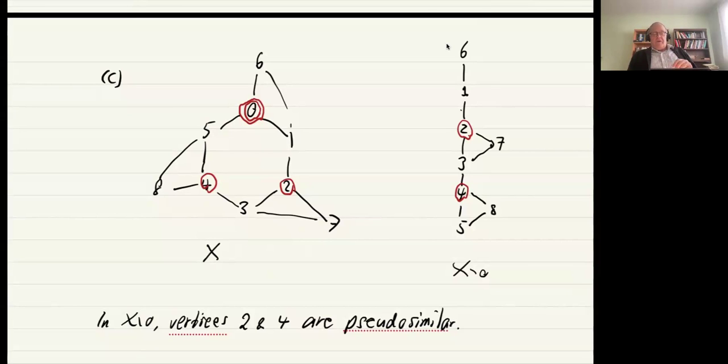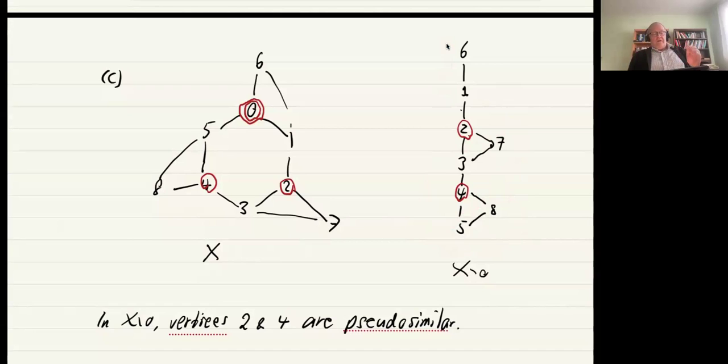Now the point to notice here is the vertices 2 and 4 are strongly cospectral. If you delete this, you get a K2 and this guy, a triangle with a tail of length 2 added to it. If I delete 3, I get K2 and a triangle with a tail of length 2 attached to it. And so the vertices 2 and 4 are pseudo-similar.